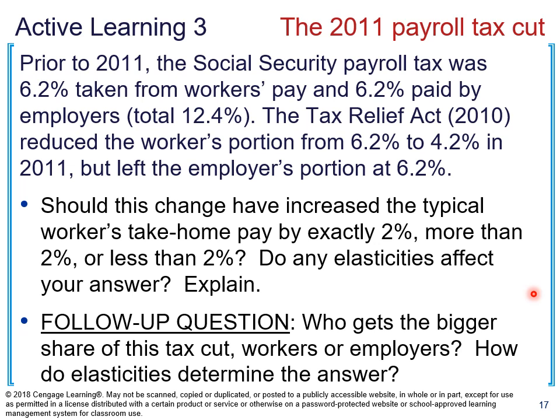So here's a thought experiment. Should this change have increased the typical worker's take-home pay by exactly 2%, more than 2%, or less than 2%? And would any elasticities affect your answer? A follow-up question would be, who gets the bigger share of this tax cut, workers or employers? And do the elasticities determine the answer? Think about this one carefully before looking at the answers. Hit the pause button, read it carefully, do some drawings. Let me give you a hint: elasticities do matter for the second question. Come up with your own answers and then come back.